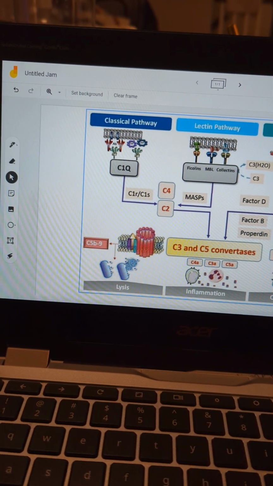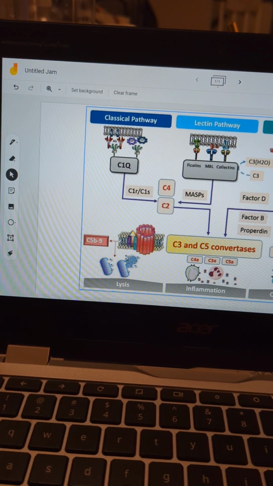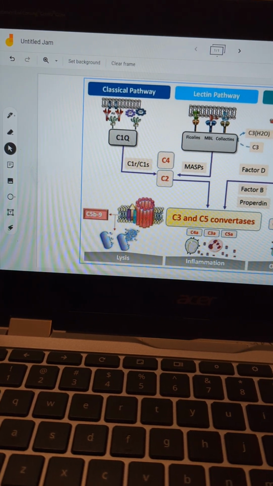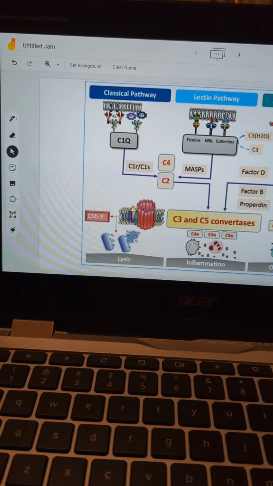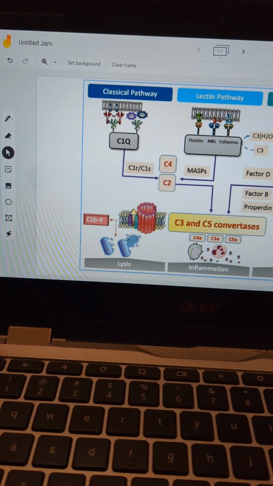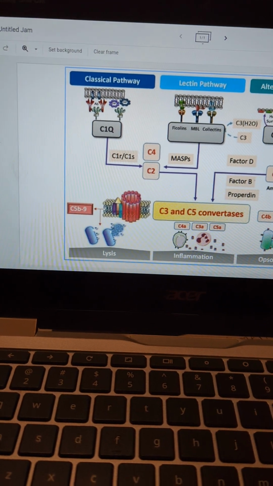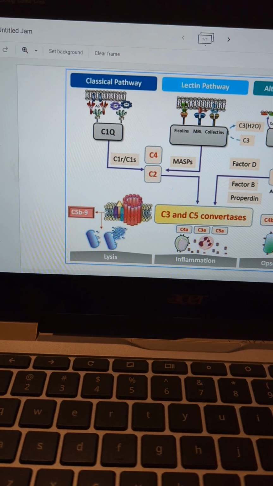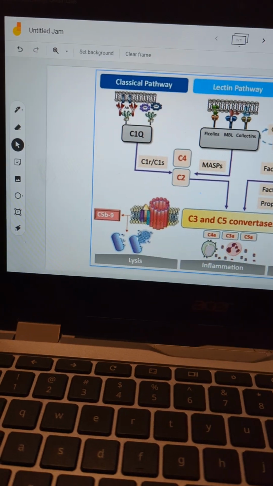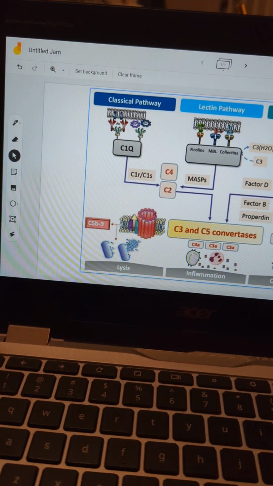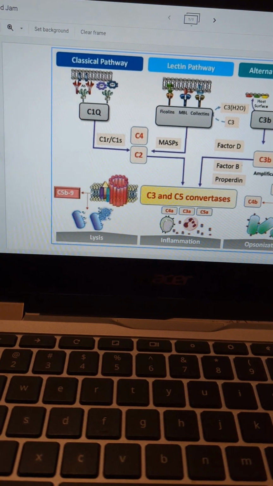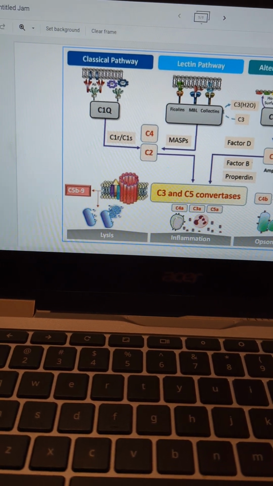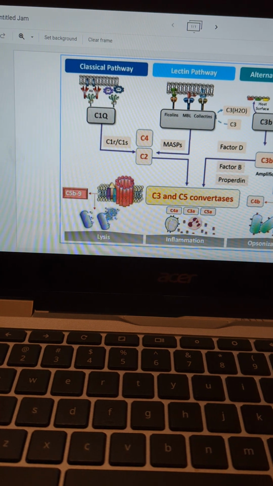Now, when C3 is converted into C3a, C3b, the C3b portion then joins that complex of C4b and C2a, and this new complex that's created is called C5 convertase. Now, C5 convertase converts C5 to C5a, C5b.